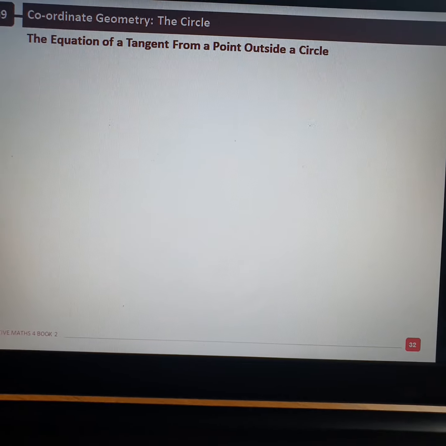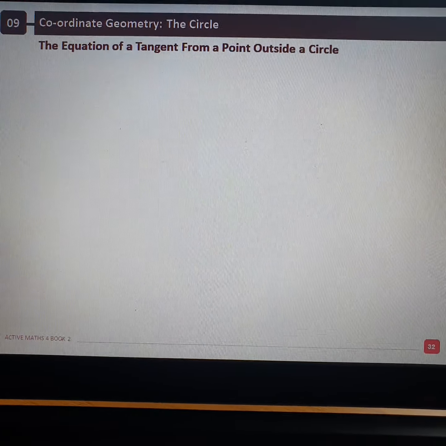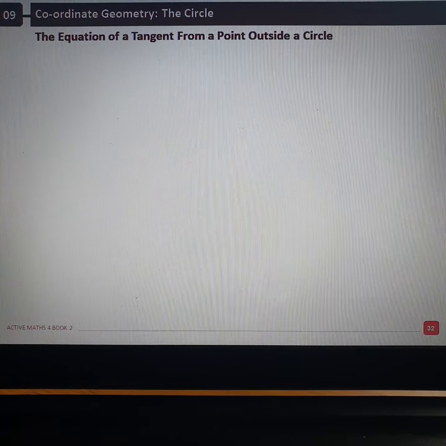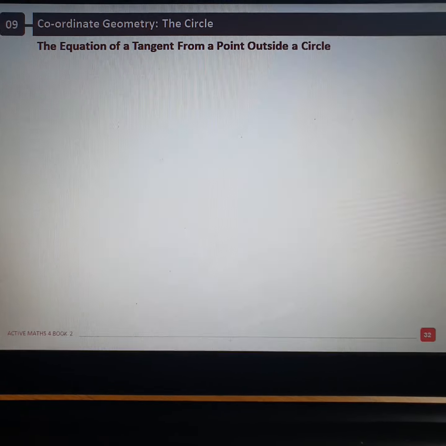Okay, the next part then is the equation of a tangent from a point outside of a circle. I think I started off with this one and shouldn't have, sorry. So, the equation of a tangent from a point outside the circle.